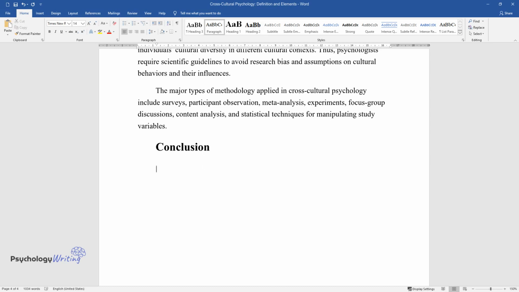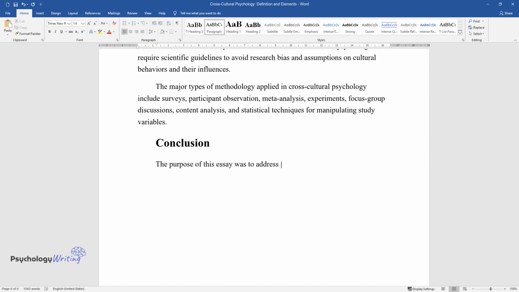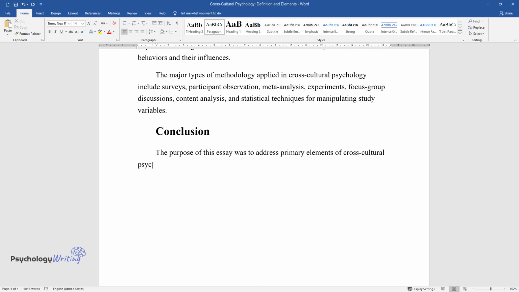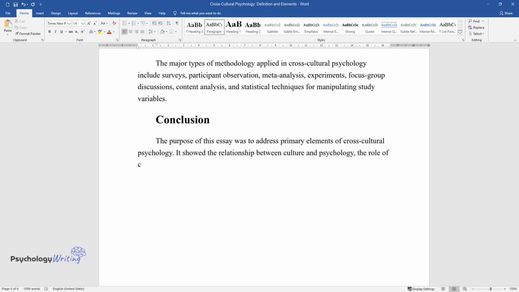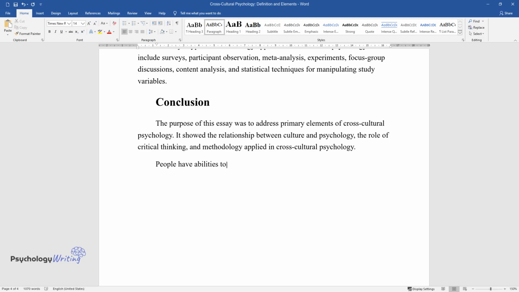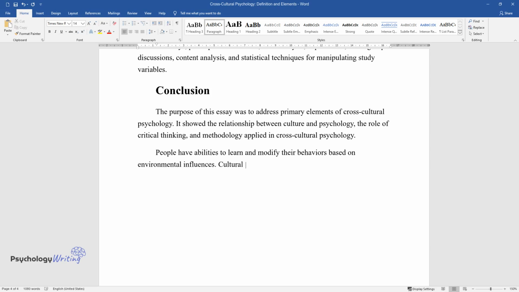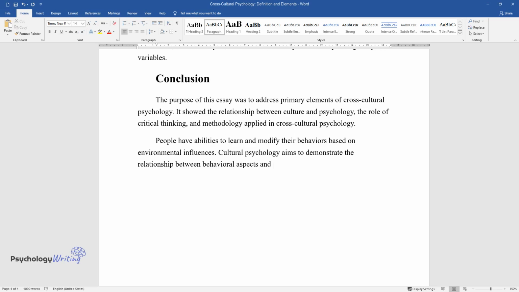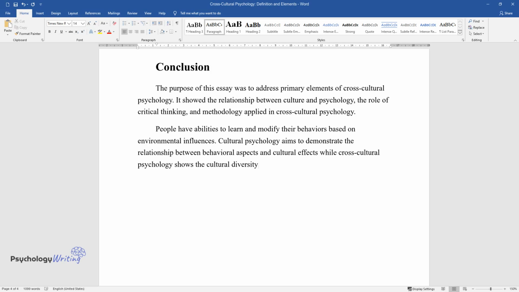Conclusion. The purpose of this essay was to address primary elements of cross-cultural psychology. It showed the relationship between culture and psychology, the role of critical thinking, and methodology applied in cross-cultural psychology. People have abilities to learn and modify their behaviors based on environmental influences. Cultural psychology aims to demonstrate the relationship between behavioral aspects and cultural effects, while cross-cultural psychology shows the cultural diversity under different influences by using comparative methodologies.